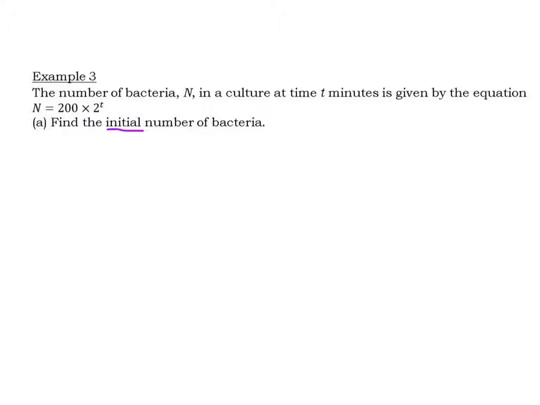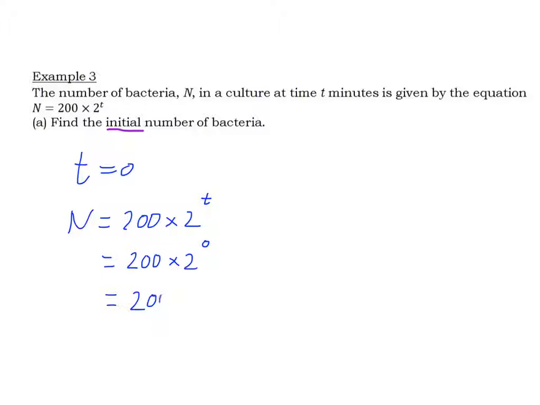The key word there is the word initial. Initial means at the beginning, so in other words, when time equals 0. So what we're going to do is take our equation and substitute t equals 0. Now 2 to the power of 0 is 1. Anything to the power of 0 is 1. So at the beginning at t equals 0 there are 200 bacteria.